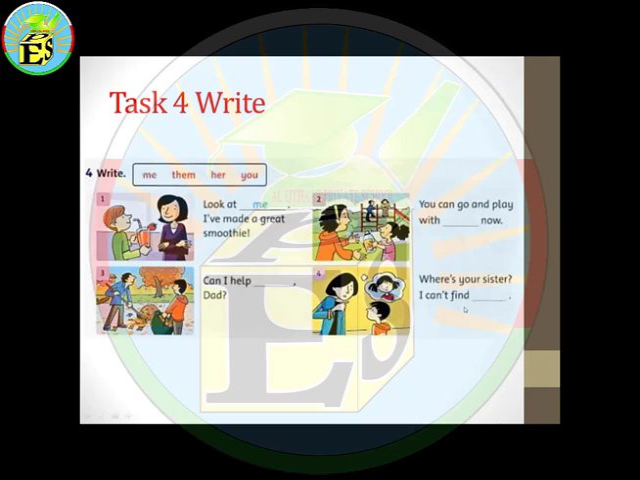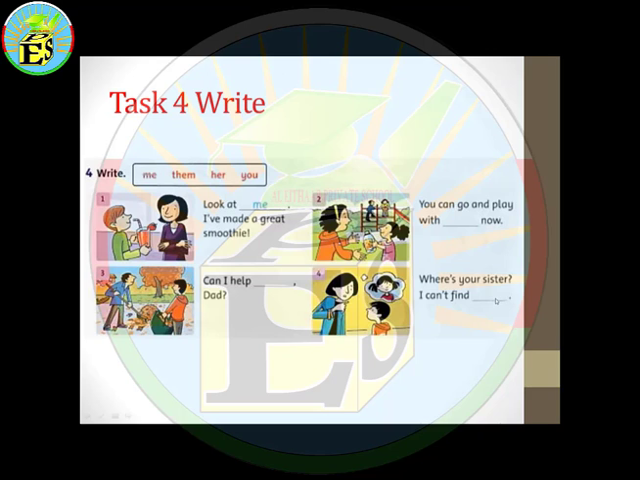The last picture that we have, where is your sister? I can't find ___. Sister. What is the object pronoun that we use for sister? Sister is a girl.